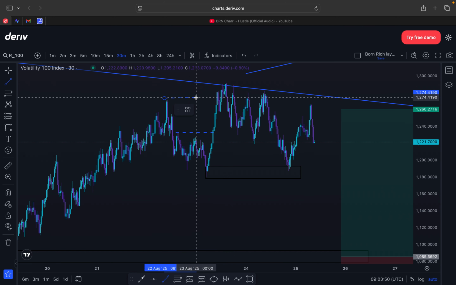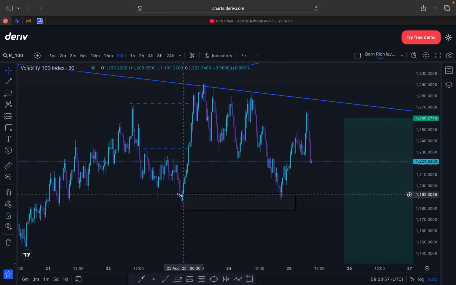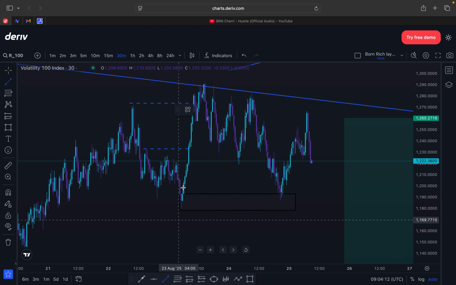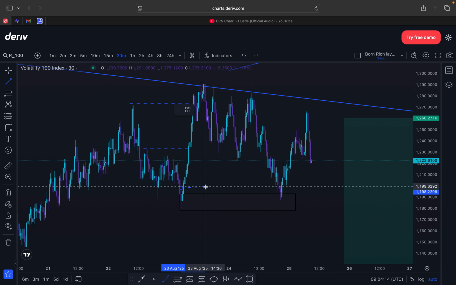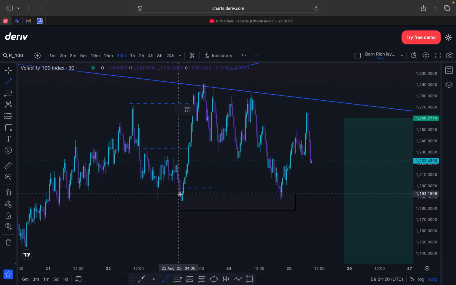So another break of structure here, making it valid, and you can see between the supply order block candle and the next three candles, there is a fair value gap. Traders will enter from fair value gaps. You can see. Let me mark out the fair value gap for you guys. So this is what a fair value gap looks like, okay?